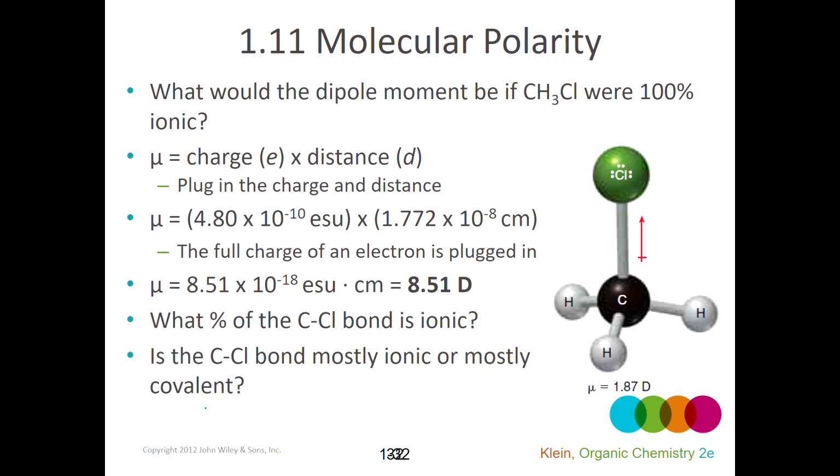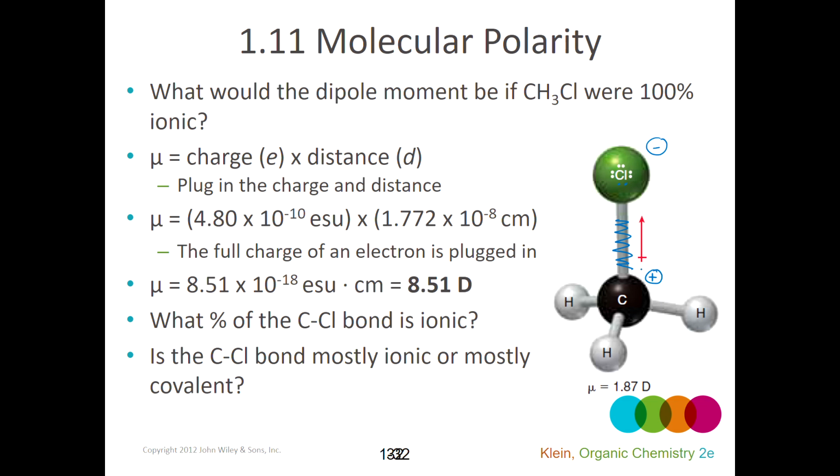So we could also calculate what the polarity would be if there were no sharing of electrons. And so if we imagine, just for the sake of argument, that this pair of electrons weren't shared but existed only on the chlorine as a lone pair, it would have a full negative and the carbon would have a full positive.